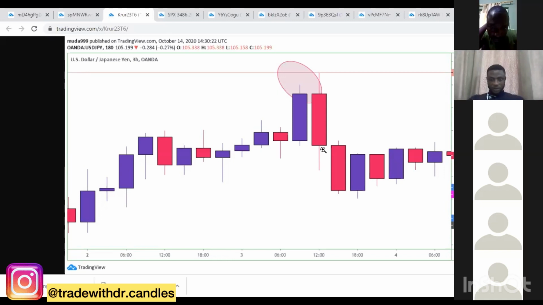So as a forex trader, all you do is to wait. After the formation of this candlestick and a new candlestick started forming, you know that there is a high possibility this wick will be filled, right? So here you sell. Immediately this wick is filled, you close your profit.